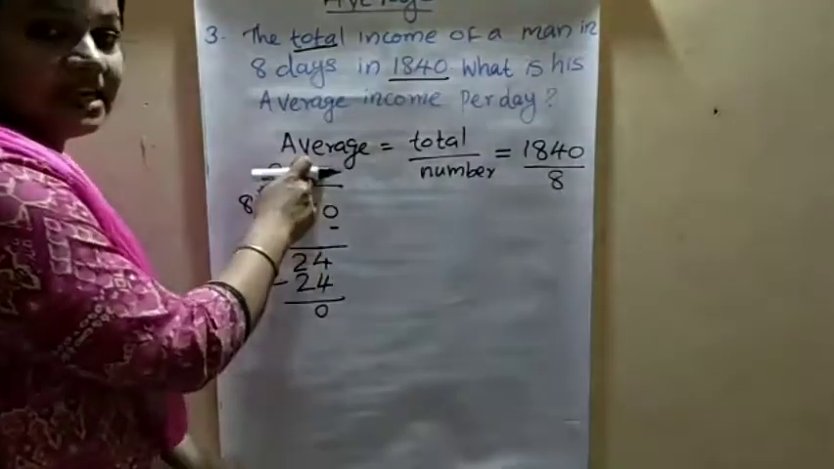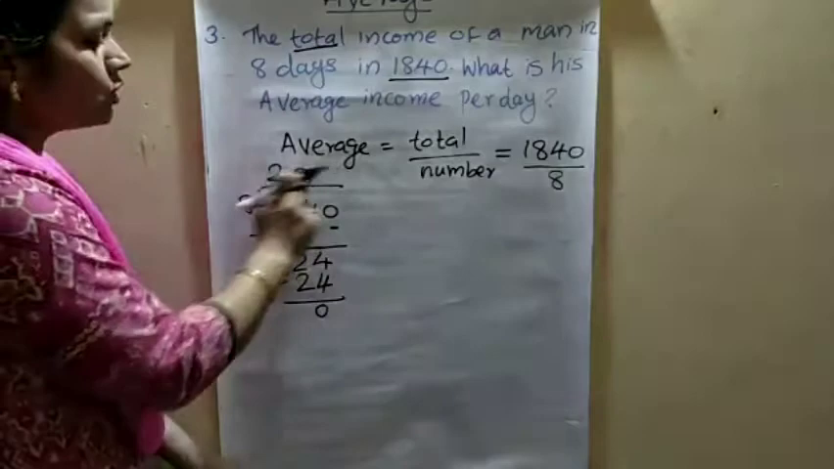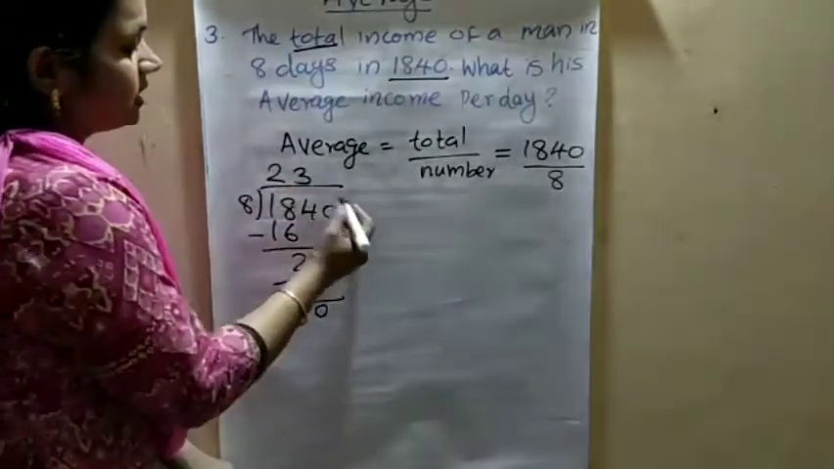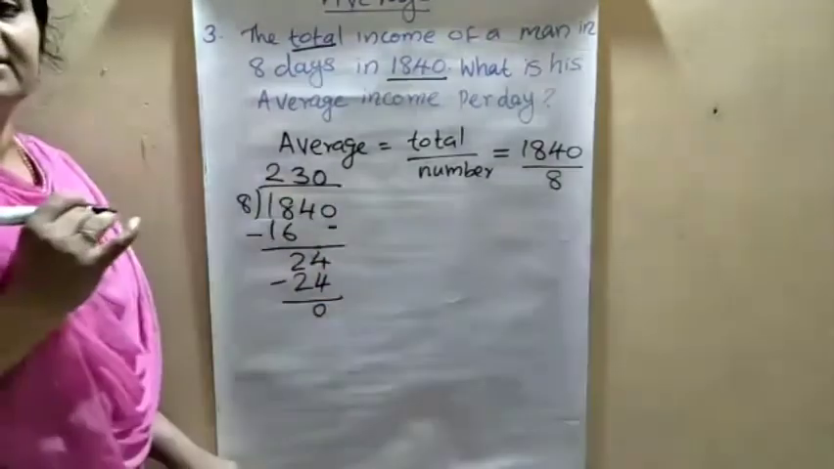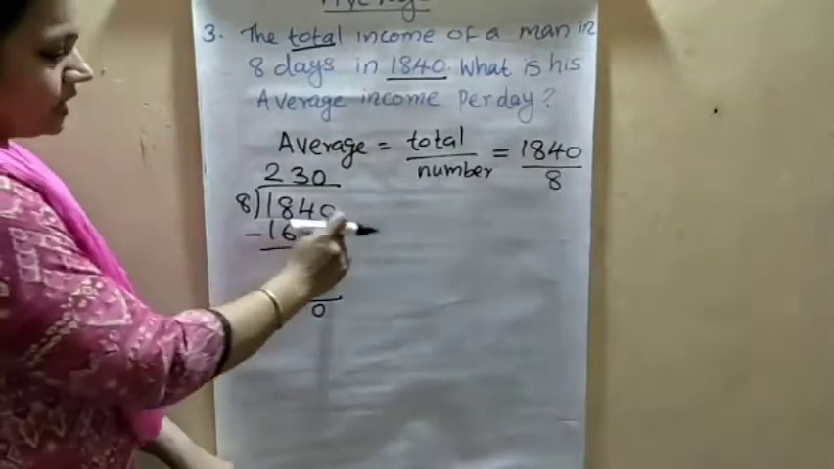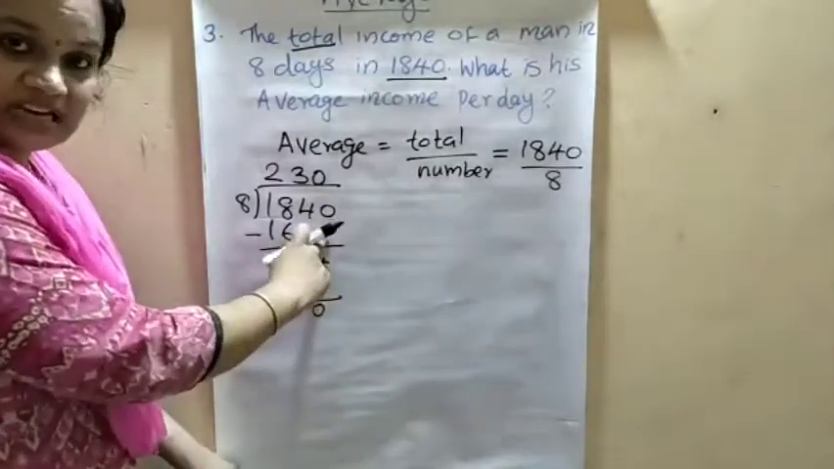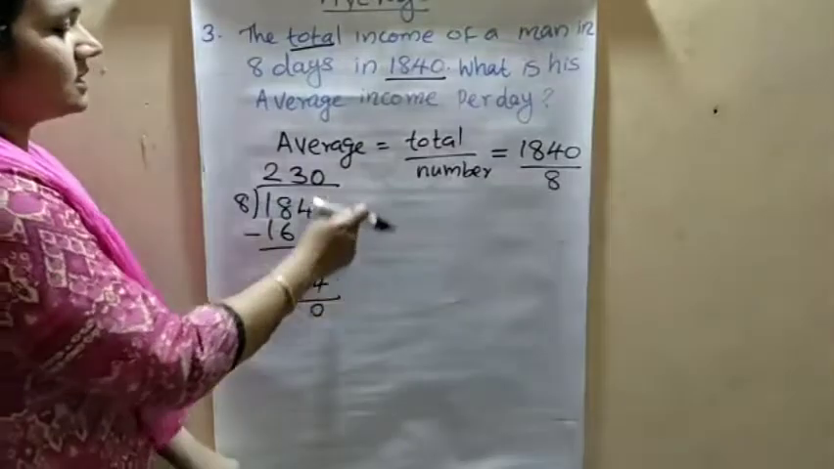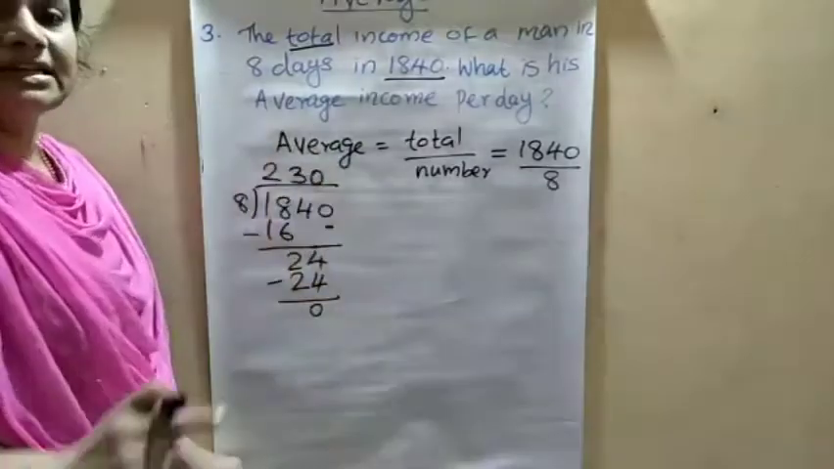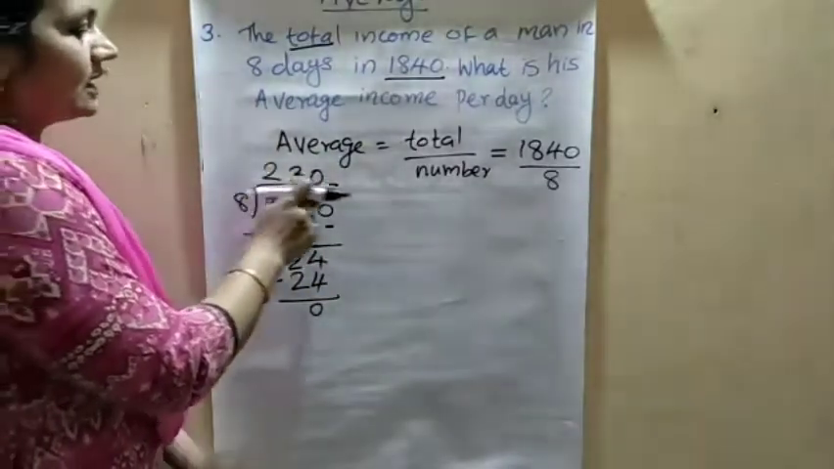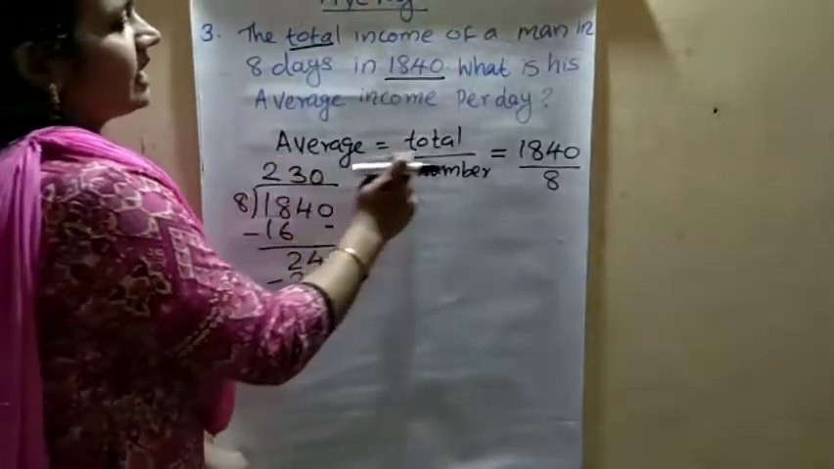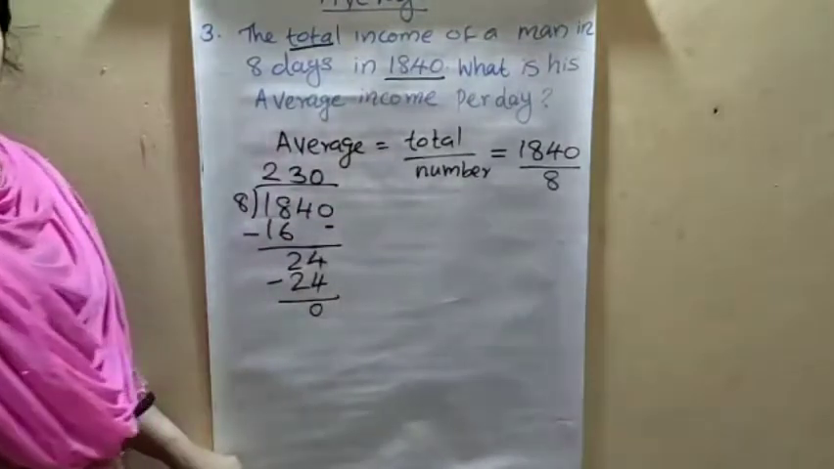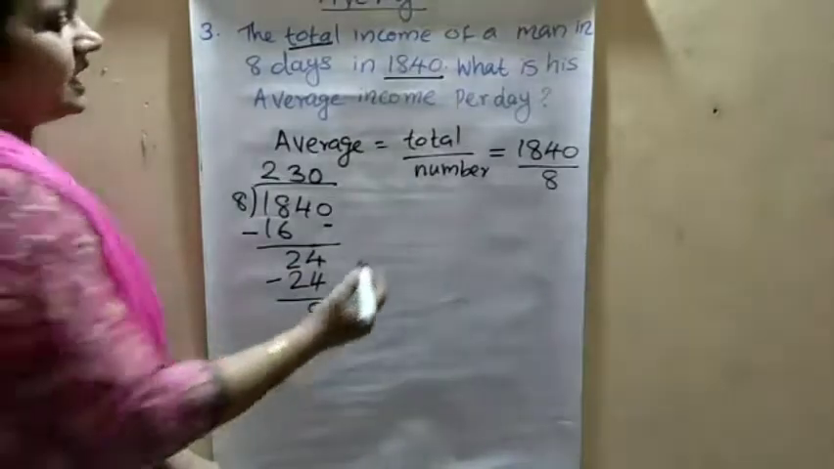Then what about this 0? We write the 0 in the quotient. This is the quotient. Understand? Because here there are no numbers left, only 0 is left here. So we write 0 in the quotient. Then we got 230. Then what is the average income per day? Average income per day is equal to 230.